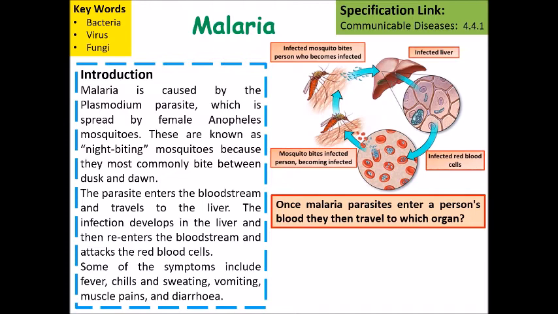Once malaria parasites enter the bloodstream, which organs do they travel to? Simply put, they will migrate to the liver.